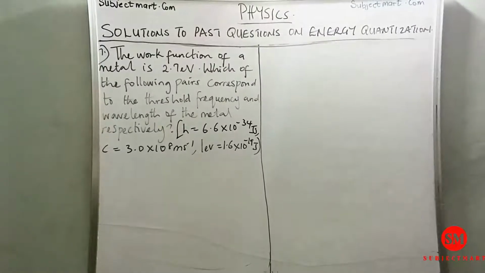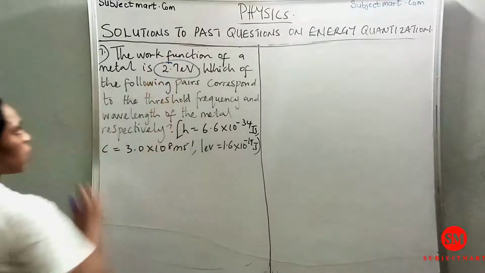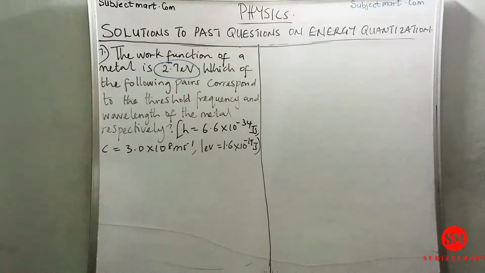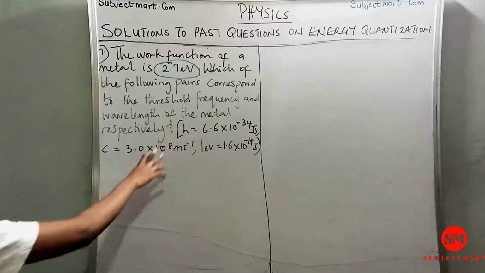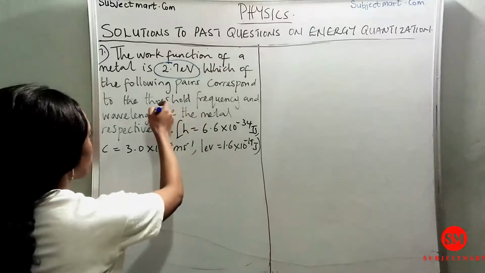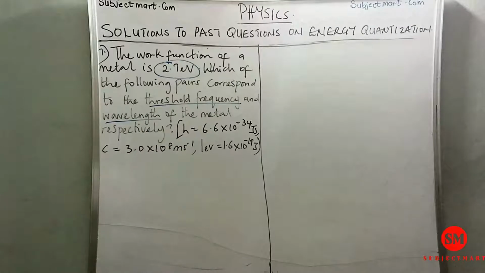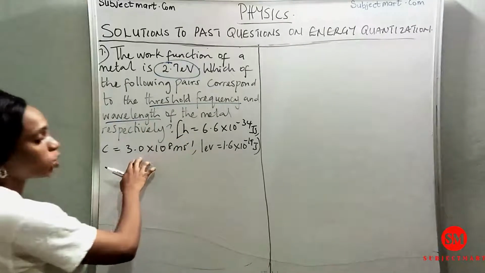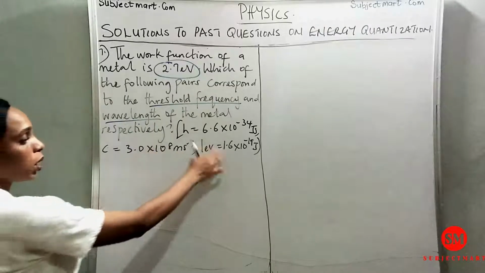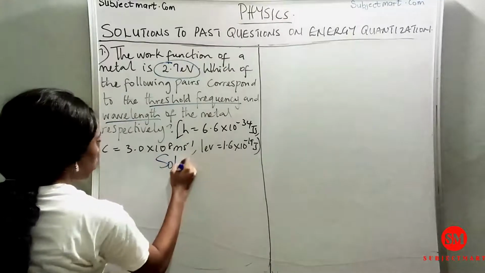Question 7 says the work function of a metal is 2.7 electron volts. We are asked to find which of the following pairs, they gave us options, corresponds to the threshold frequency and the threshold wavelength. We are given the Planck's constant, we are given c, which is the speed of light in vacuum, and we are given 1 electron volt equals 1.6 times 10 raised to the power minus 19 joules.